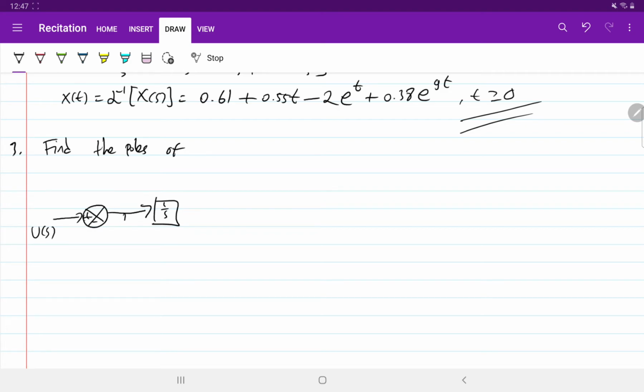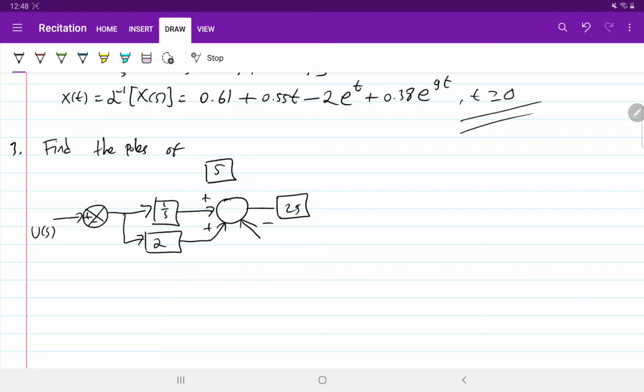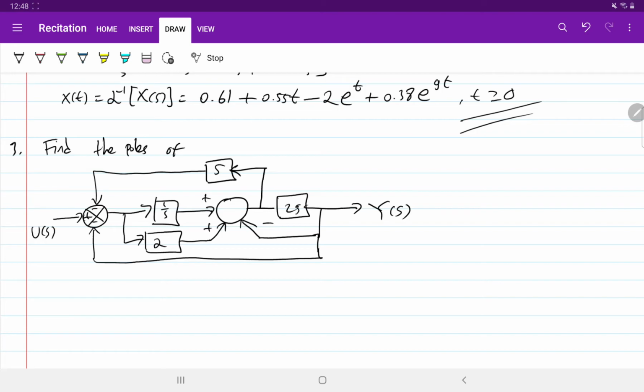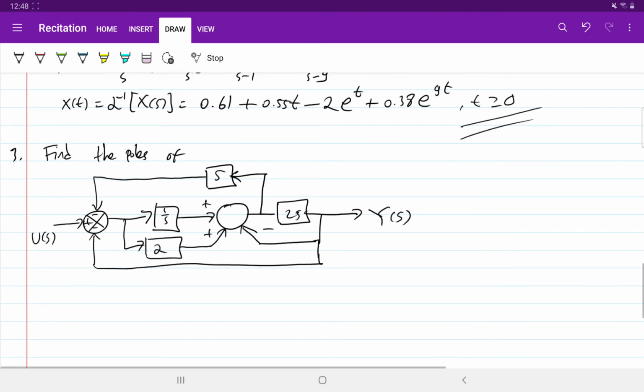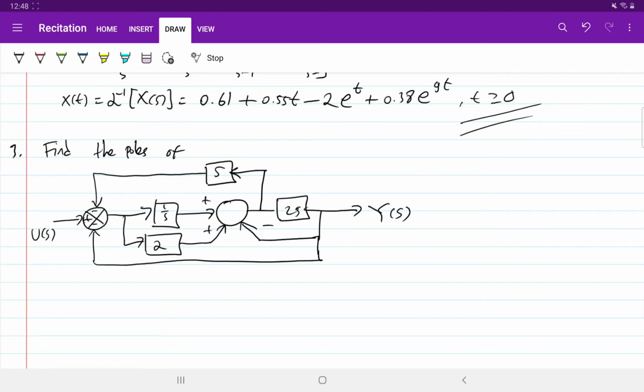This one is 1 over s, 2, plus minus. This one is 2s. We have a feedback 5. This one is minus, connected to here. Y(s). So yes, okay, that's the block diagram, and the question is you have to find the poles of the transfer function of this closed loop system.